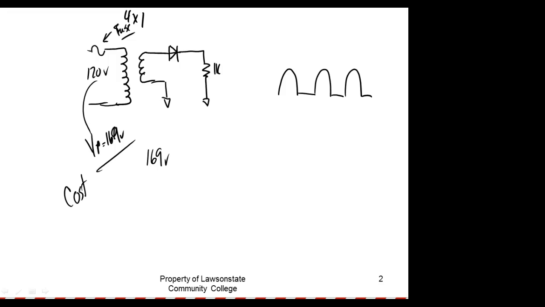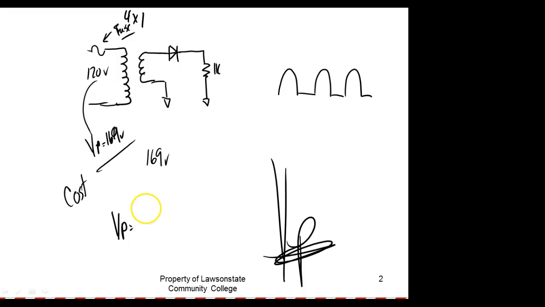Well, first of all, we got to figure out what we're going to get on our secondary. Should be 30 volts, or it could be 169 divided by 4. I mean, either way is fine. We got to get to that right there. That's what we got to get to. Right? You understand it? And what's the formula for VP?